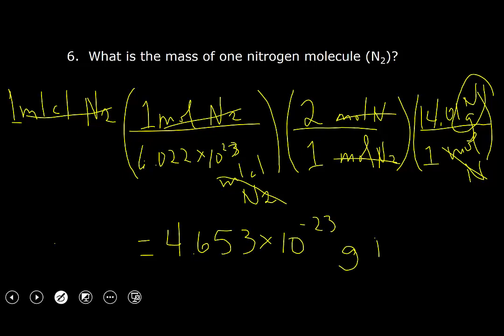grams of nitrogen. Now if you notice, it is the same, and I will accept grams of nitrogen or grams of N2 as your units. It does not matter because there are 4.653 times 10 to the minus 23 grams of N2 in 1 molecule of N2. And there's also 4.653 times 10 to the minus 23 grams of N in 1 molecule of N2 because it's the same amount of nitrogen. I hope this helps.